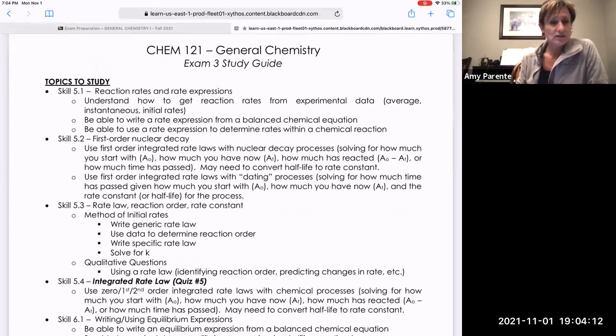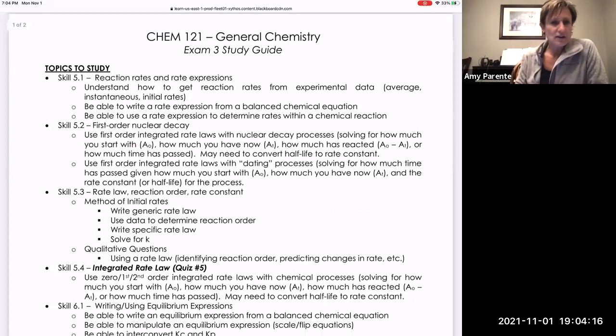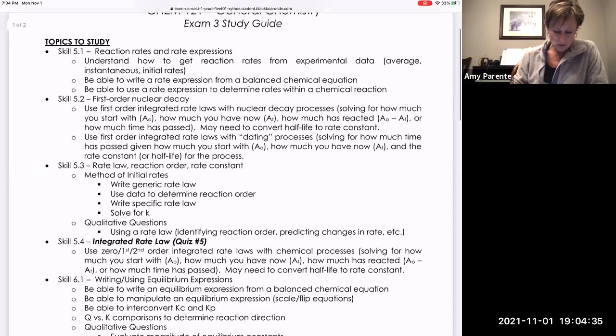Highlighting, for example, our unit on kinetics, that was unit 5, we can see that, yes, integrated rate law was a very important skill, but we also have, and you're likely to see problems on your test related to, reaction rates and writing and using rate expressions. And then rate law, reaction order, rate constants, you're likely to see a method of initial rates problem. We'll make sure to practice those as well.